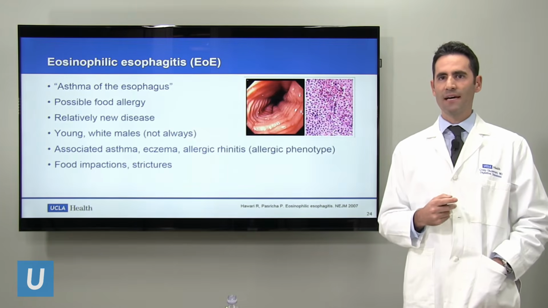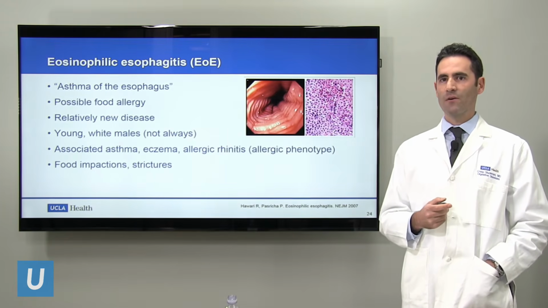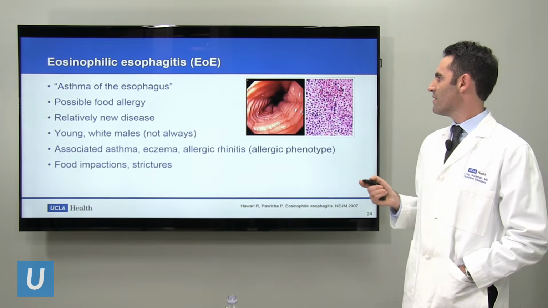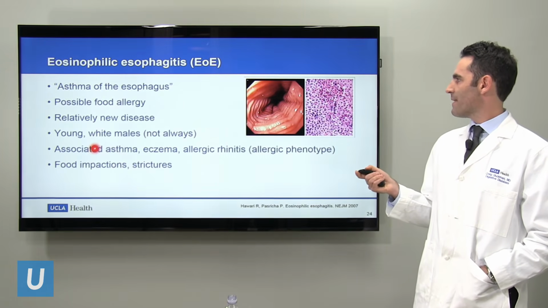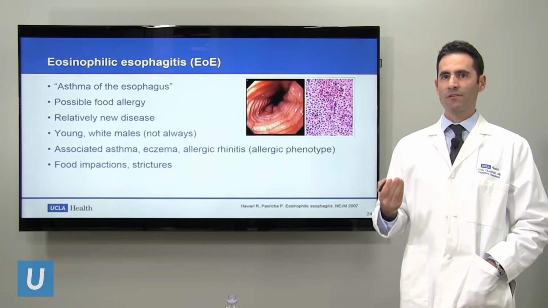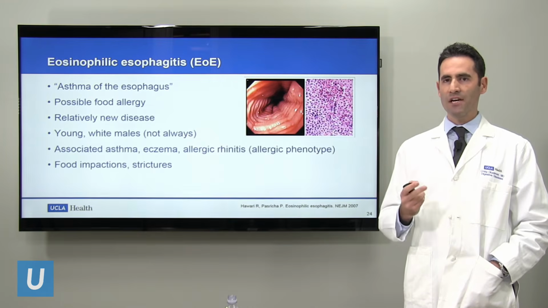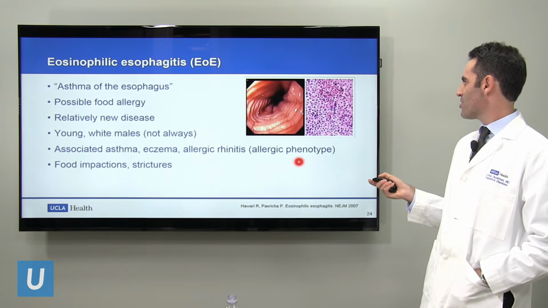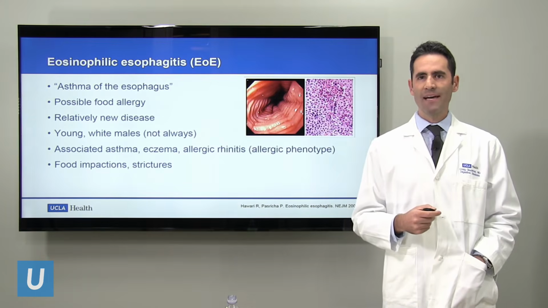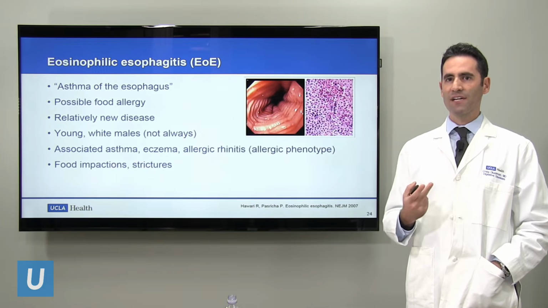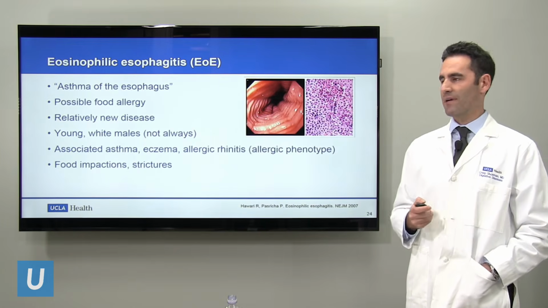We find that EOE is a relatively new disease, and by that I mean in the last 15 or 20 years we're seeing a much higher incidence of EOE. We think that's due to the food allergy that I spoke to above. It often presents in young white males, but not always. I've diagnosed many older males, many older females, even children with EOE, but generally young white males. Patients tend to have the allergic phenotype, which means they may have associated asthma, eczema, or allergic rhinitis, so this is often a clue that we might be dealing with EOE.